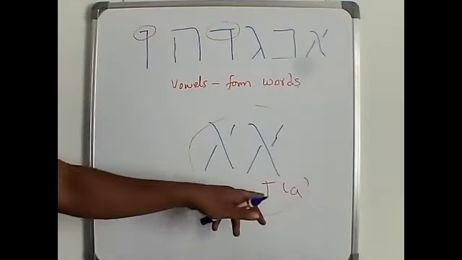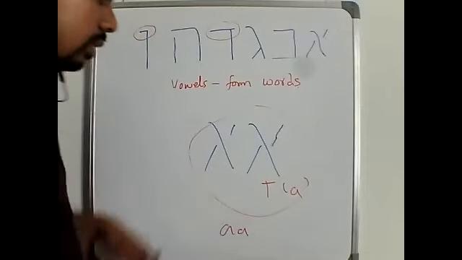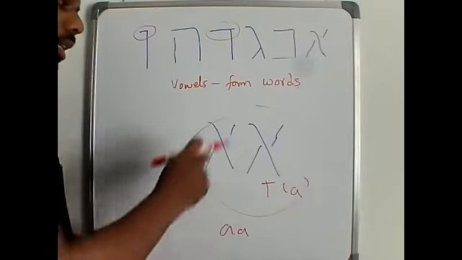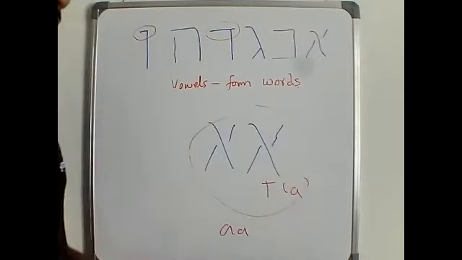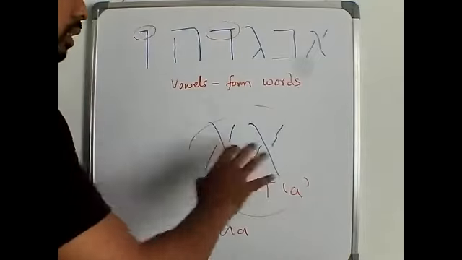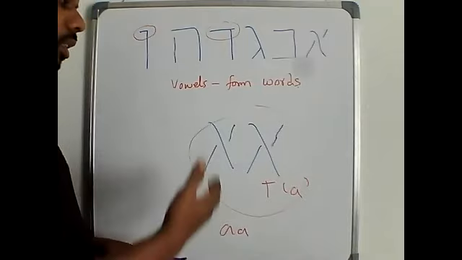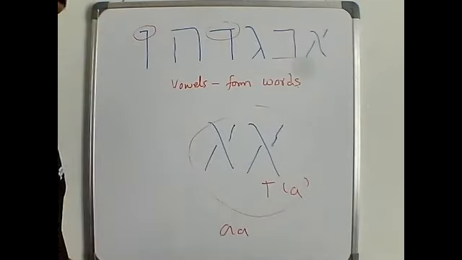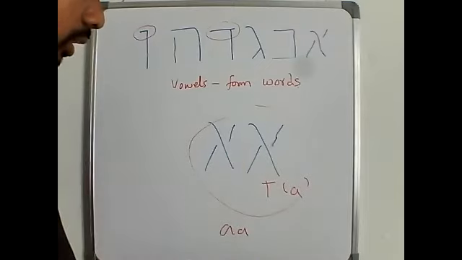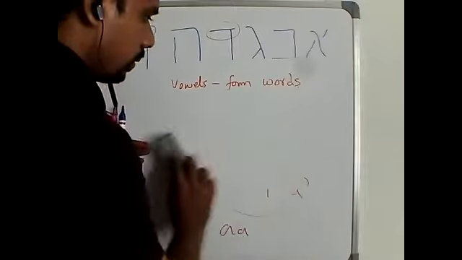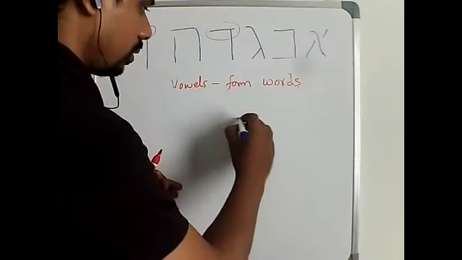How can we read it? Only the A sound is there. This is the sound of the whole letter. Aleph doesn't have any sound. Don't think Aleph is like A, B, C, D. It doesn't have any sound. So the pronunciation of this word is A. The next thing, another example.